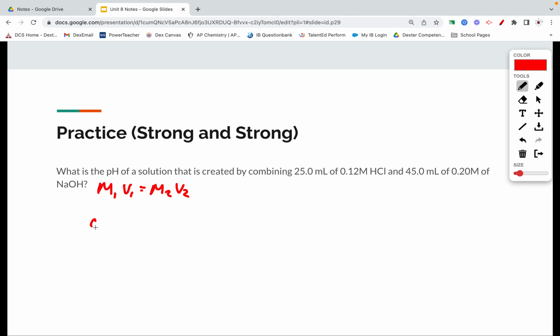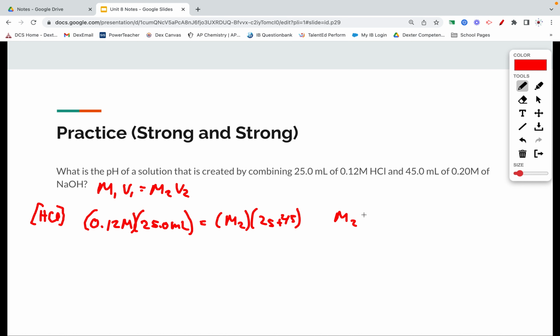So we have the molarity of our acid and our initial volume. We're trying to figure out what our molarity is after our two solutions are combined. So our new volume is 25 plus 45. Doing the math, I end up with a molarity of 0.043 molar. Same exact thing for NaOH.